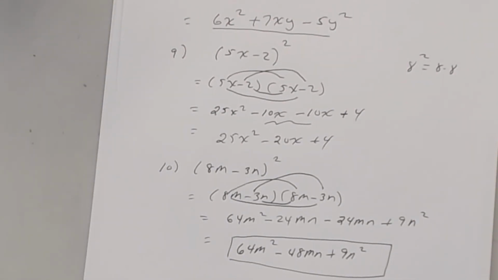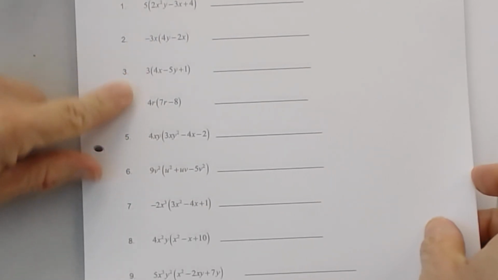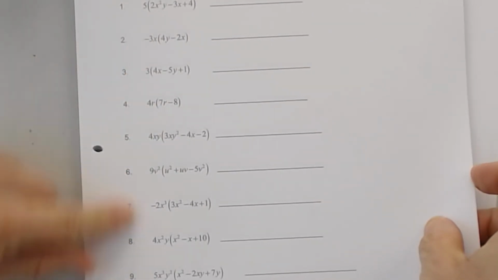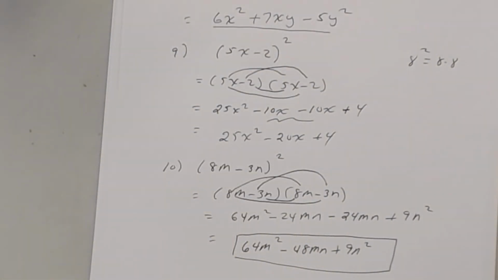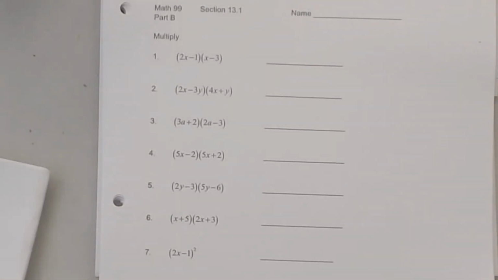All right, so here's the first one. So look at this one. All this is going to involve what property? Distributive property. Okay, distributive property. All these are going to involve what? FOIL. All right, you have to practice this in order to go through with factoring.